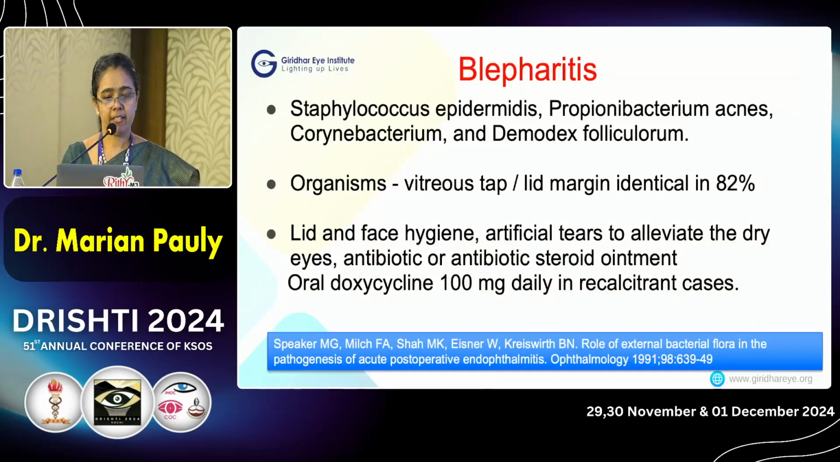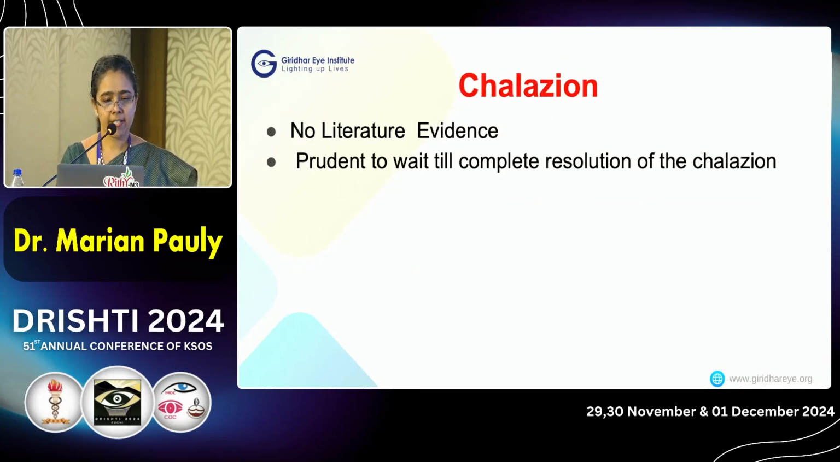So coming to blepharitis, we know the organisms. Here the thing is, vitreous tap and the lid margin bacterial flora were identical in almost 82% of cases. It was from an old study, but still it holds relevant. So you have to clean the lid, artificial tears, then oral doxycycline in recalcitrant cases. But in some cases, it will still be very recalcitrant. In that case, you have to do an office lid massage to clean the lid properly and then go ahead with cataract. Chalazion and cataract, no literature evidence, but it is prudent to wait till complete resolution of the chalazion.